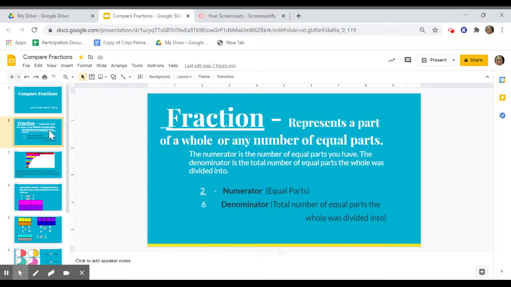A fraction represents a part of a whole or any number of equal parts. The numerator is the number of equal parts you have. The denominator is the total number of equal parts the whole was divided into. So 2/6: 2 is the numerator, and 6 is your denominator.